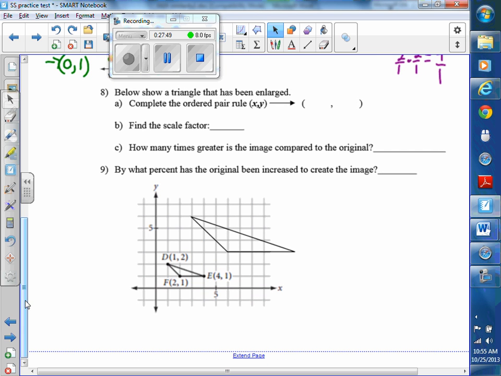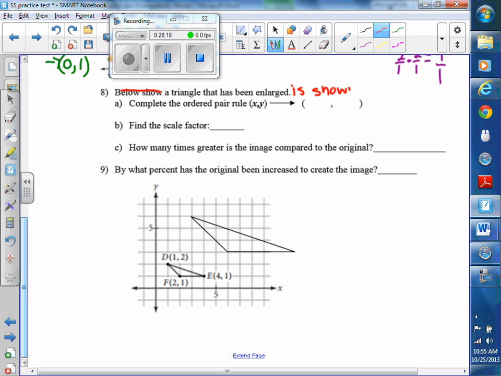Below a triangle has been enlarged. Below is shown, or a triangle that has been enlarged is shown below. Sorry about my sentence structure there. You guys got what it meant though, right? No? I thought it meant make up your own triangle. No, no. A triangle that has been enlarged is shown below. How about that? Okay, let's stop and look at that.